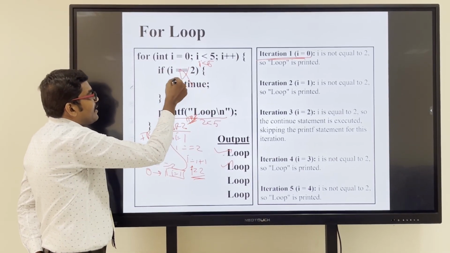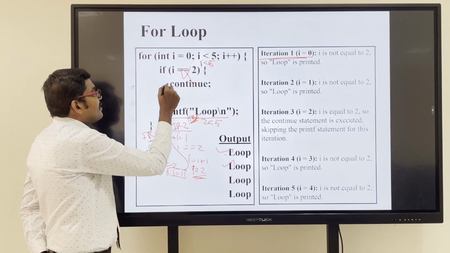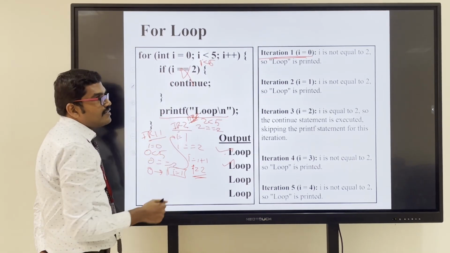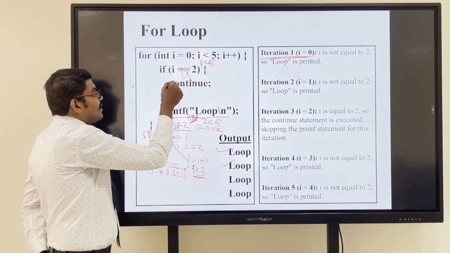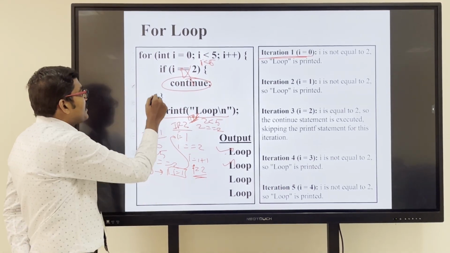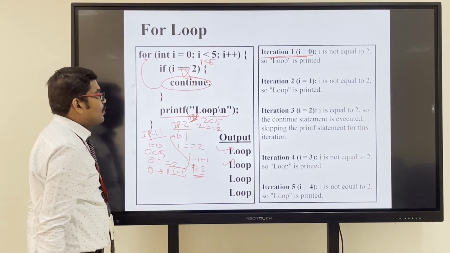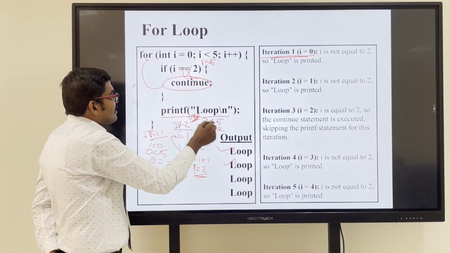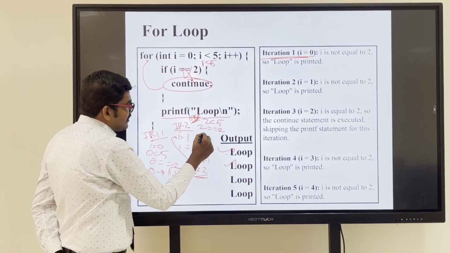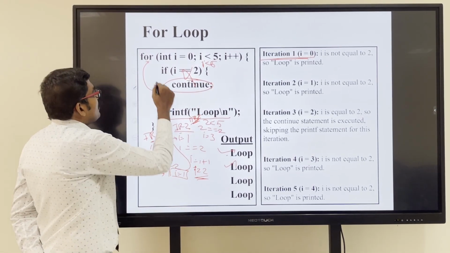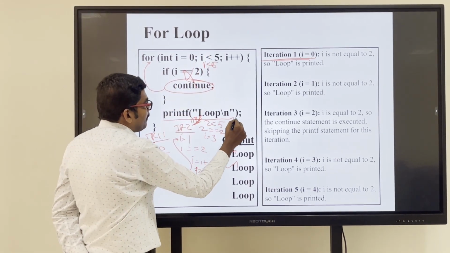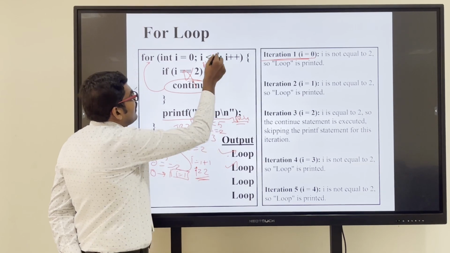So it comes to the body and checks whether 2 equal to 2. Condition satisfied, so it executes continue. What continue does is bring the control to the first line. After meeting this, it moves to the first line, and i is incremented. Already i is 2, now i becomes 3. Now again it checks whether 3 less than 5, condition satisfied.